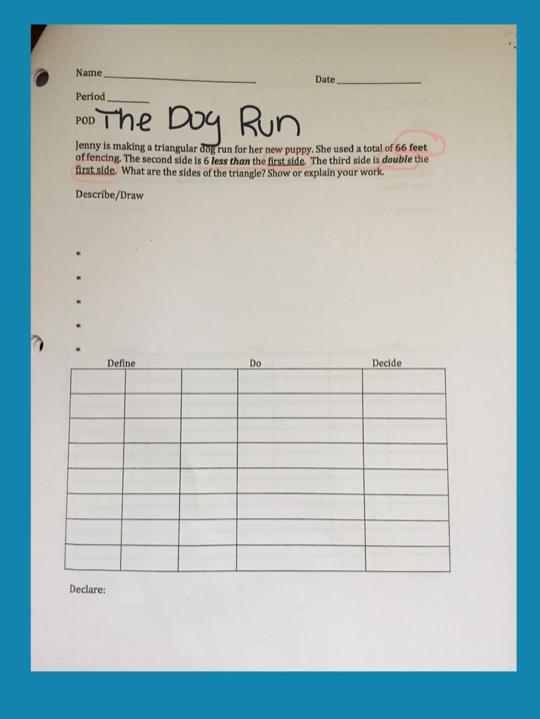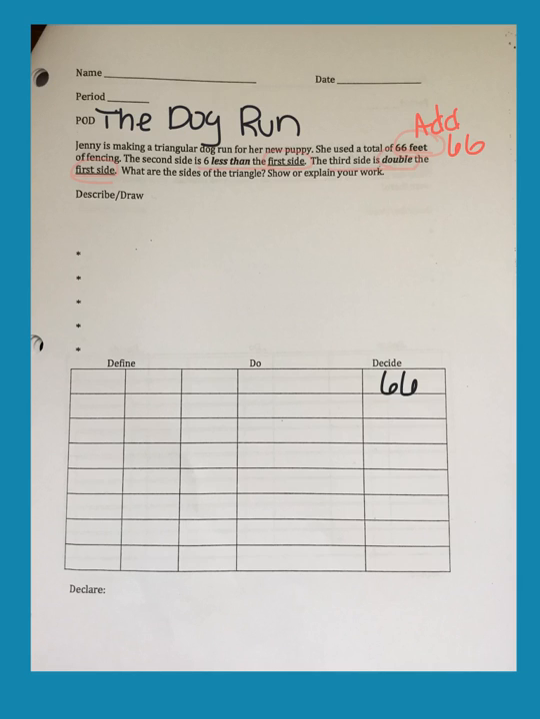So now I look back again. She used a total of 66 feet of fencing. So that tells me that I'm going to add, and that my decide is going to be 66. So I can write that in. My decide is 66.